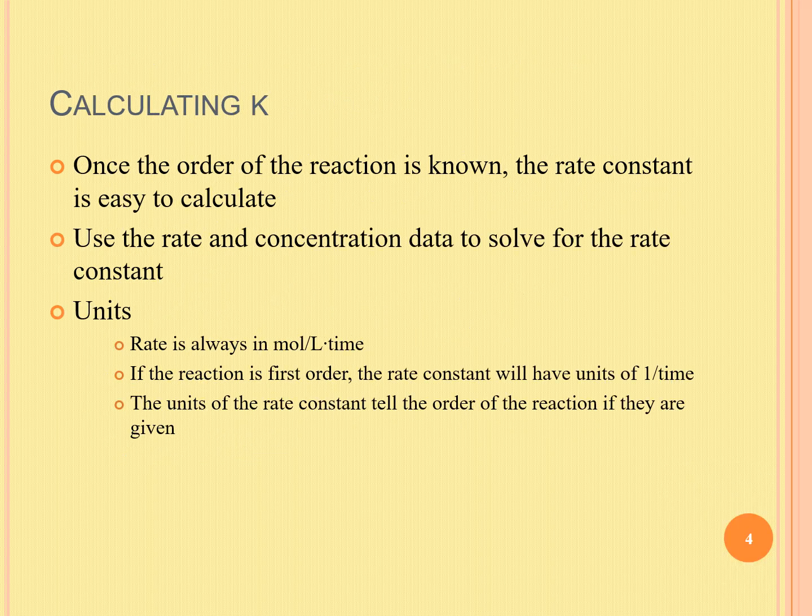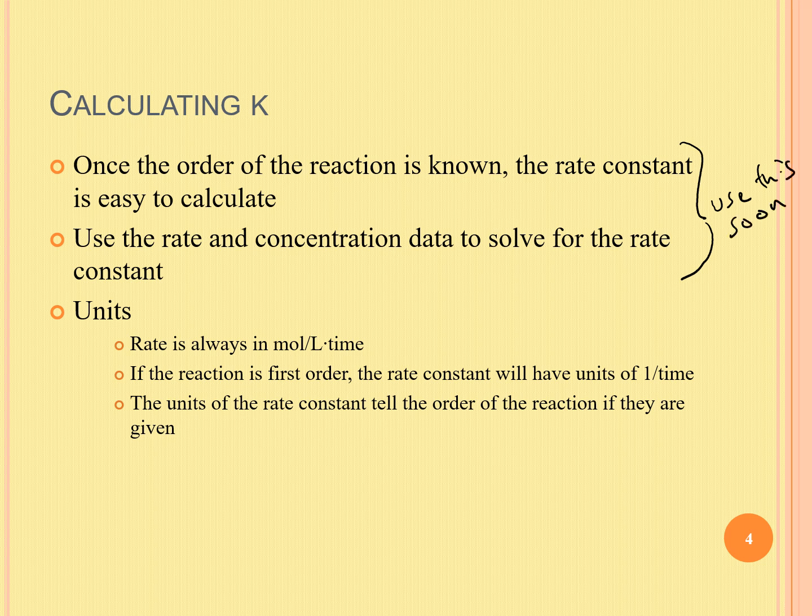If we know the order of a reaction, then we can work backwards and calculate the rate constant, because we'll probably know a concentration, we'll know an order, and we'll know a rate. We're going to use this soon.